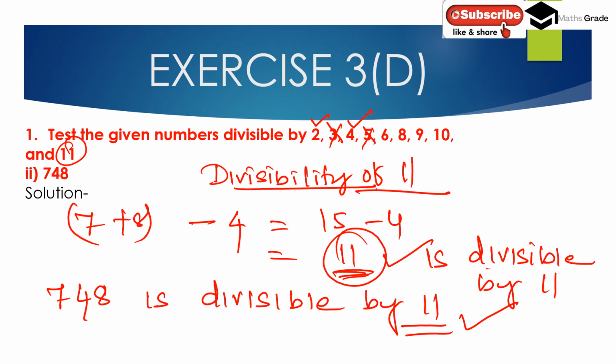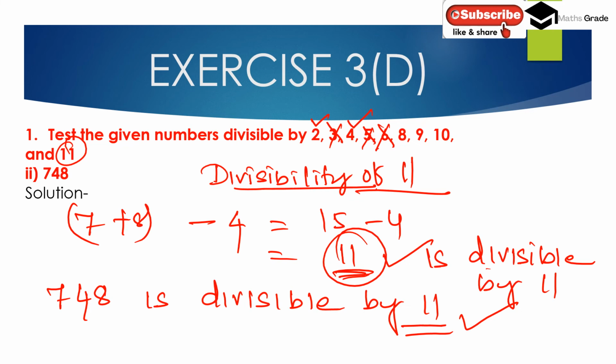by 5. And 748 is divisible by 6 if the number is divisible by both 2 and 3. Here the number is divisible by 2 because the last digit is 8, but the number is not divisible by 3 because the sum of digits is 7 plus 4 plus 8, which is 19, and 19 is not divisible by 3. So the number is not divisible by 6.